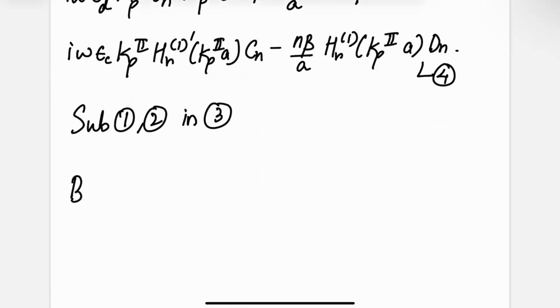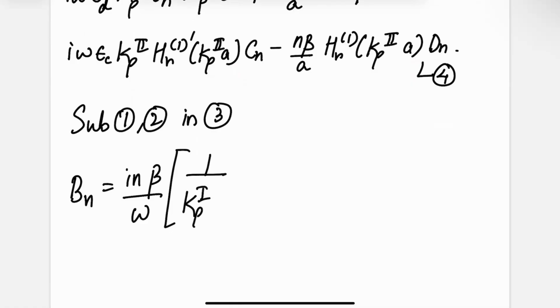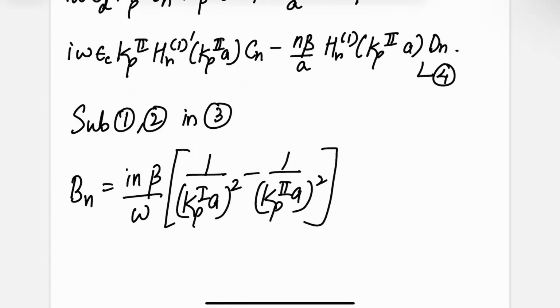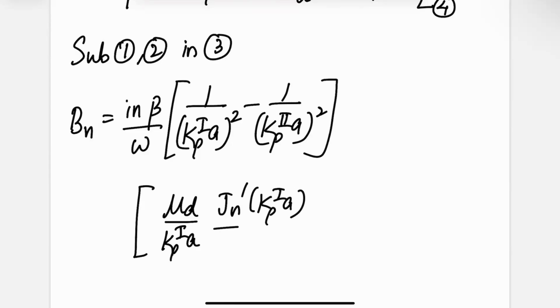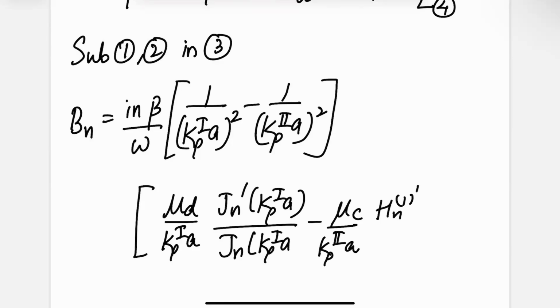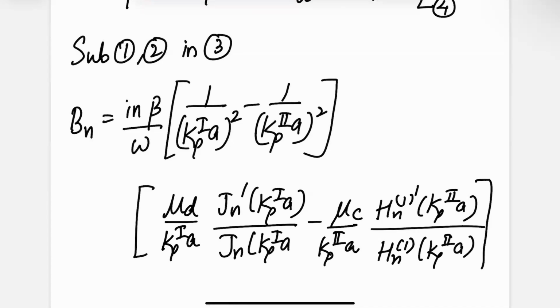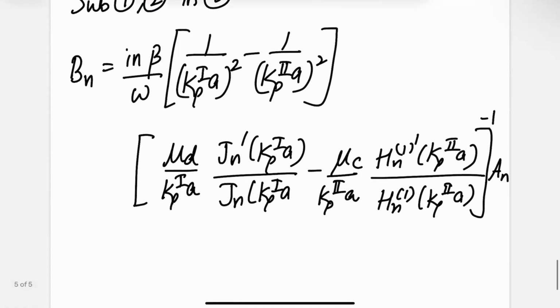And if you simplify that, you get Bn equal to i n beta over omega times 1 over K rho 1 a squared minus 1 over K rho 2 a squared, inverse, times mu d over K rho 1 a, Jn prime K rho 1 a over Jn K rho 1 a, minus mu c over K rho 2 a, Hn1 prime K rho 2 a over Hn1 of K rho 2 a, inverse times An. So that's one equation relating An and Bn.